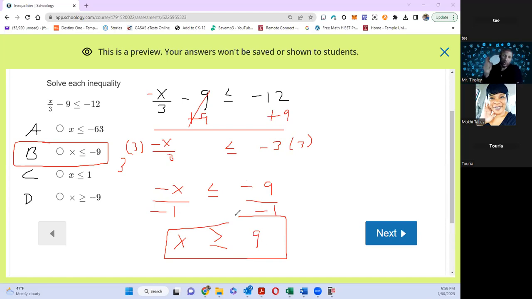So there are 2 reasons why you switch the inequality. When you're trying to get the x by itself, if you multiply or divide by a negative, or if your variable's on the right side. So for example, say the answer came out to 9 less than or equal to x. Your x is on the right side, so you switch them: x on the left, 9 on the right, and switch the inequality. That's the 2 reasons why you switch the inequality.